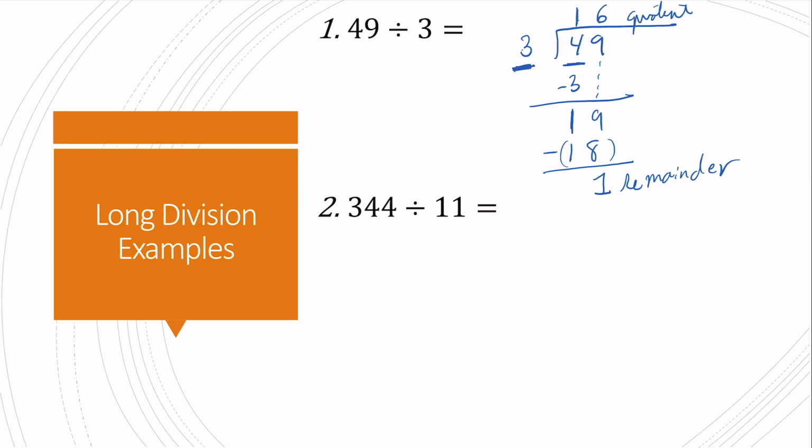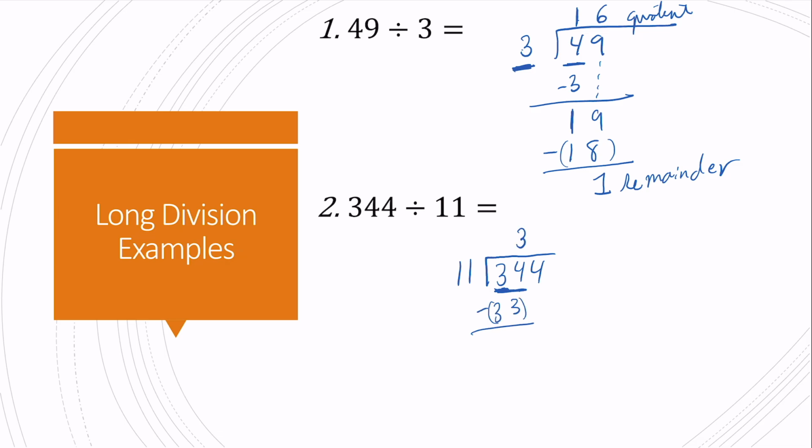Our next example, I have 344 and we're going to divide that by 11. So I try and look at 3, and 11 doesn't fit into 3 at all. So then I can look at 34. Well, how many times does 11 fit into 34? It fits in 3 times. 3 times 11 is 33.